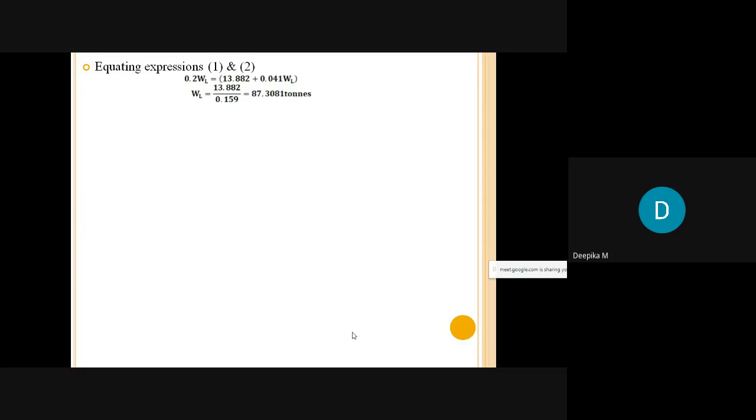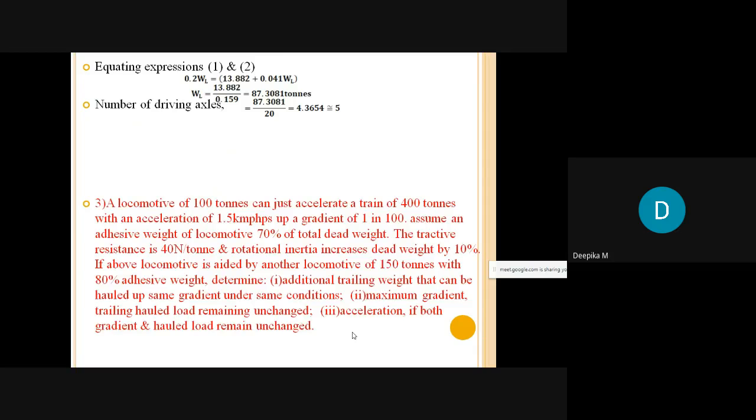Next, we have to calculate the number of axles. The number of driving axles is nothing but the weight of the locomotive divided by the permissible weight on the axles, correct? So it is 87.3081 divided by 20, which is specified in the problem itself. Hence, we will get 4.3654, which is nearly equal to 5. How many axles are required? We require 5 axles. So this is how we have solved the problem.